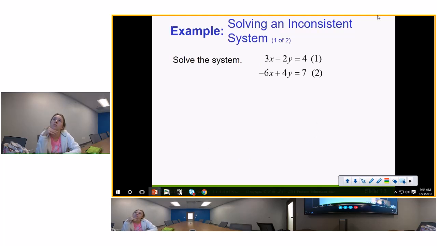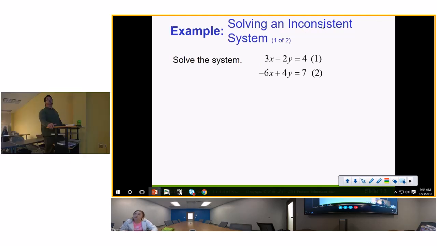Okay, here is inconsistent. What does inconsistent mean? Parallel lines. All right, now what's going to happen is, I'm not going to do it by hand, because you're going to get 5 is equal to 8, or -1/2 is equal to 33, or 4 is equal to 2. You're going to get something that's untrue.